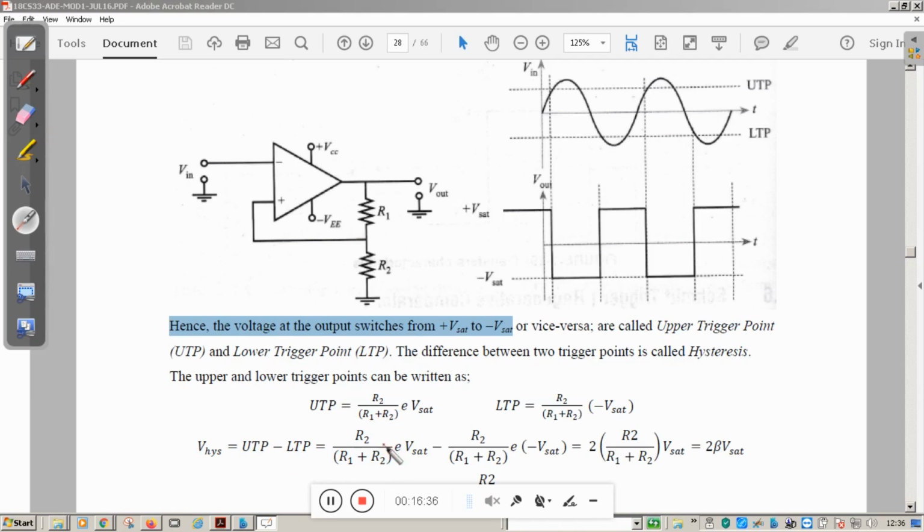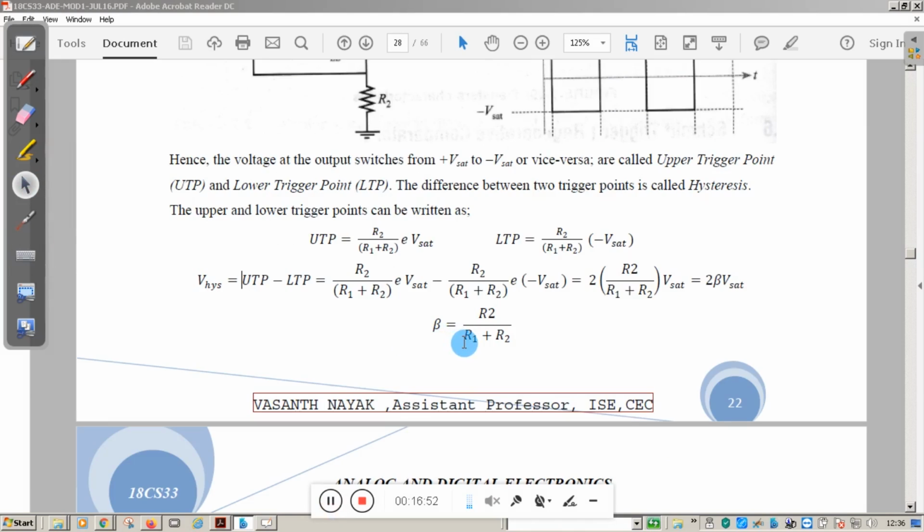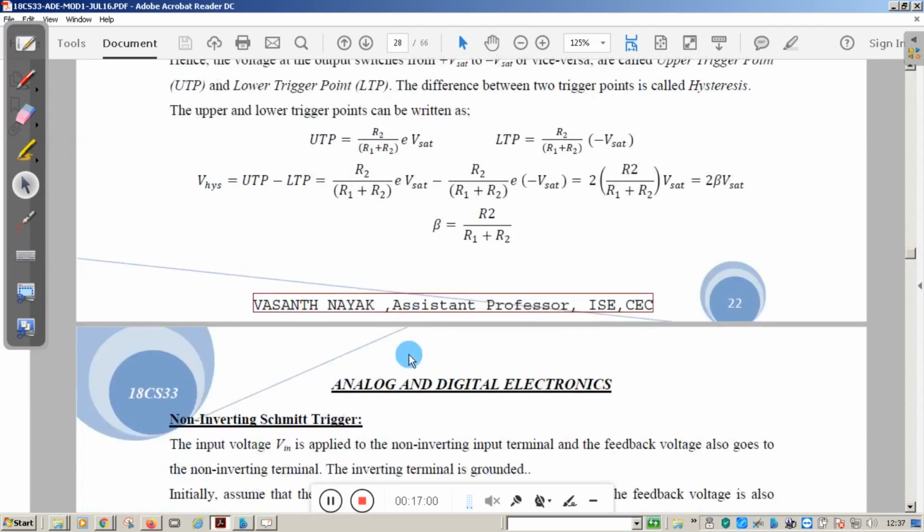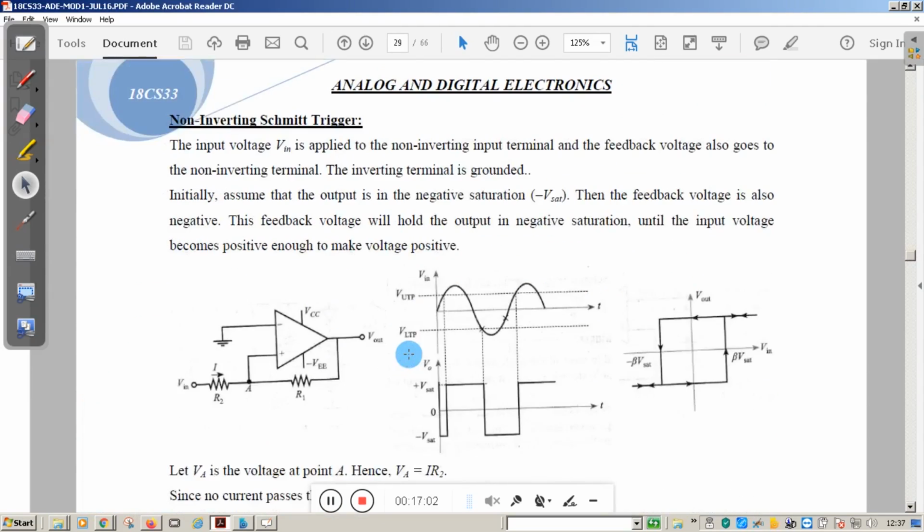When you substitute these values, you will get this equal to 2 beta VSAT. Here the beta factor is nothing but R2 by R1 plus R2. So this is the expression for the inverting Schmitt trigger. Now we will see the expression for the non-inverting Schmitt trigger.